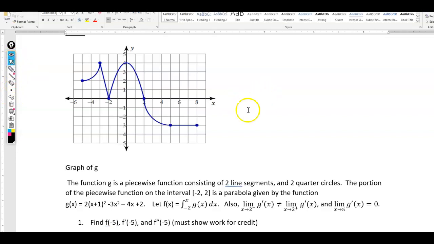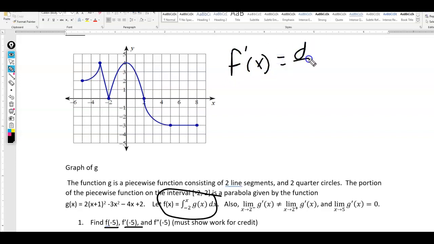It's just too many places to make an error. Anyway, that's the hardest one for number 1. That's f of 5. The next one is asking us to find f prime of 5. So if f of x is equal to this, then f prime of x is going to be the derivative of this g function, or this integral function here.